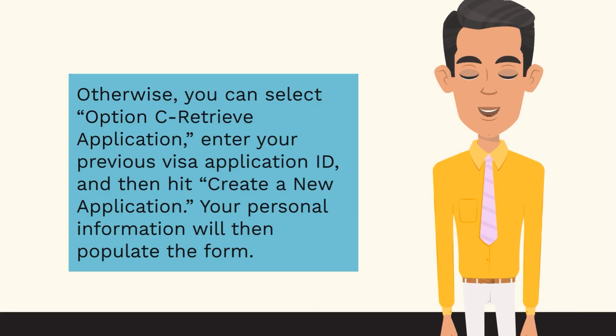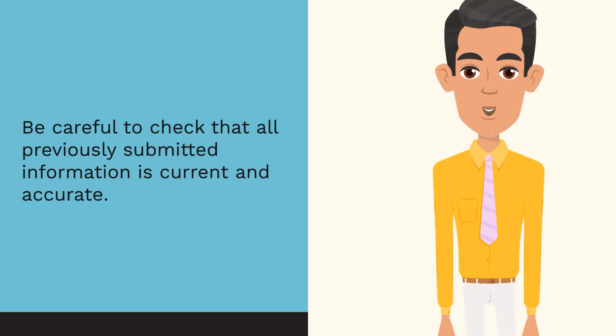Otherwise, you can select Option C, retrieve application, enter your previous visa application ID, and then hit Create a new application. Your personal information will then populate the form. Be careful to check that all previously submitted information is current and accurate.